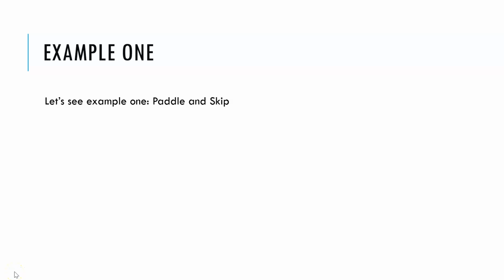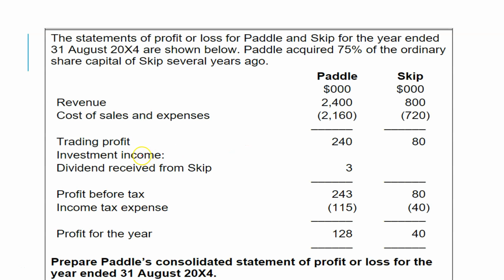Okay, let's take this gradually. Let's look at the first example, Paddle and Skip, and see what they're talking about here. Like I say, we are literally bringing this together as though you own the whole business. So, as though you had, Paddle here is the parent. Paddle acquires 75% of Skip several years ago.